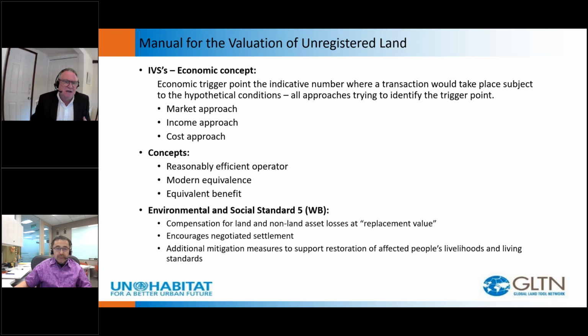What happens when you get a building, for example, which doesn't meet modern building requirements? Do you cost the replacement of the old building, or can we actually talk about what a modern equivalent might look like? It might be smaller than the original, it might be larger, but we do have that concept within our valuation toolkit. And we can look at equivalent benefits, so we haven't necessarily got to take like for like, but we can look at what might provide equivalent benefits.